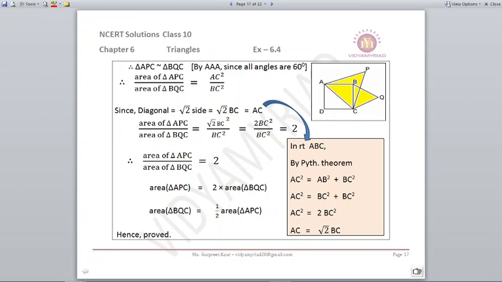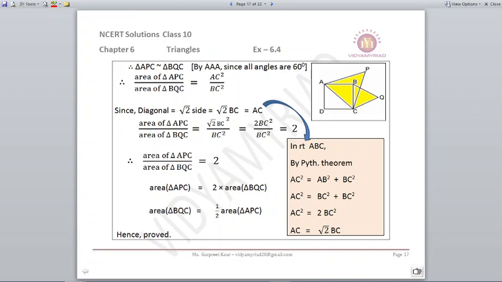If you look at triangle ABC, it forms a right angle triangle. We can find out AC using Pythagoras theorem. So what is Pythagoras theorem? AC square will be equal to AB square plus BC square. Now since it is a square, all the sides are equal. That means AB will be equal to BC. So I can write AC square is equal to BC square plus BC square, which is twice BC square. So AC is square root of 2 BC, root 2 BC.